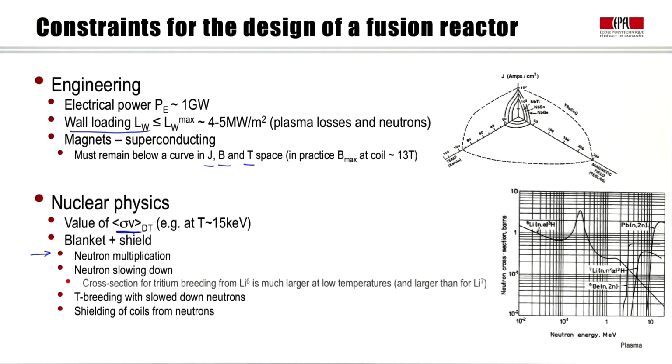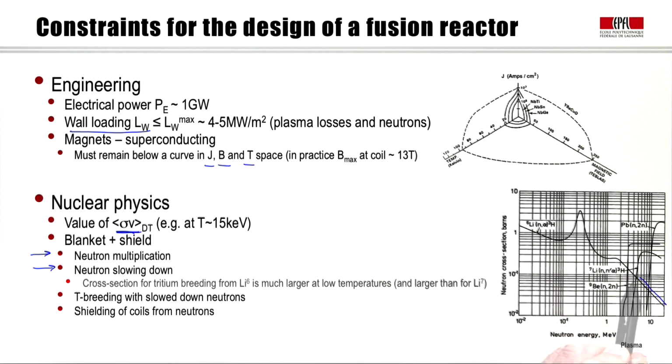We need to multiply them because, of course, we can't just rely on a one-to-one correspondence between the number of fusion reactions and the number of tritons we produce, because there will be losses of neutrons. We need to slow them down. And the reason for that is that we have to breed tritium by having the neutrons react with lithium, and the cross-section for such a reaction is much, much larger at low energies. The plot on the right illustrates that.